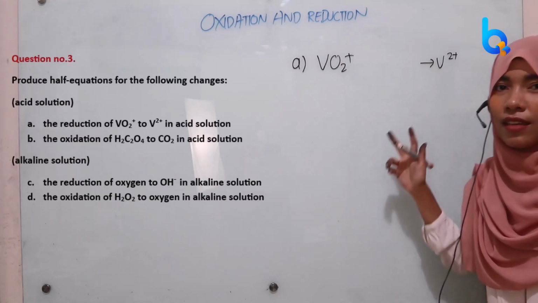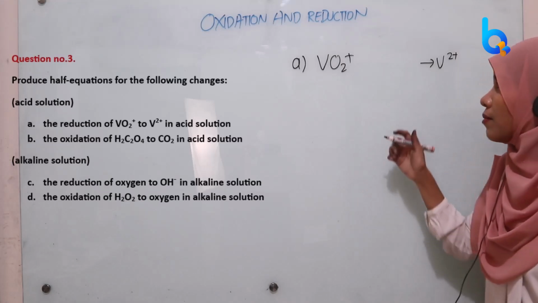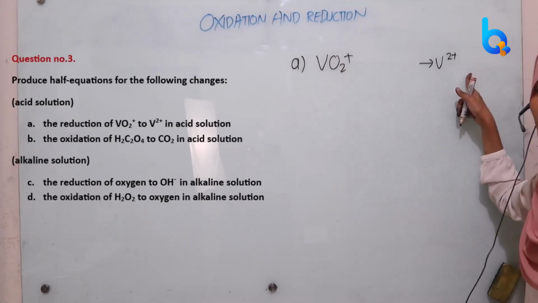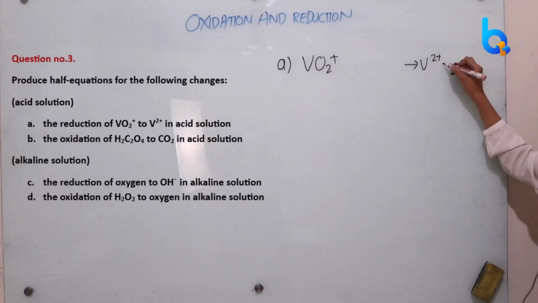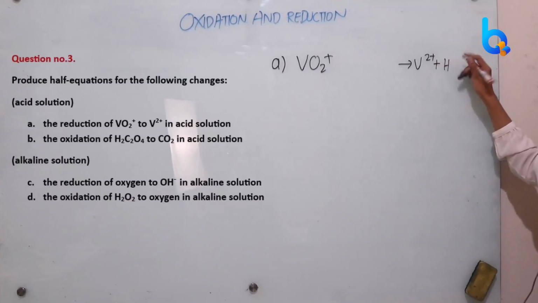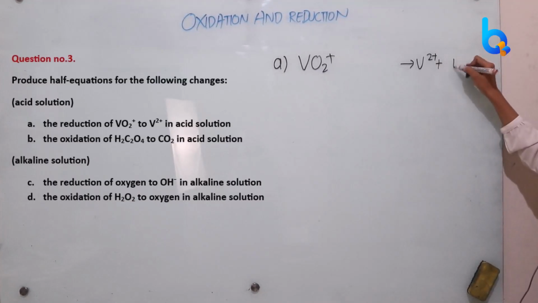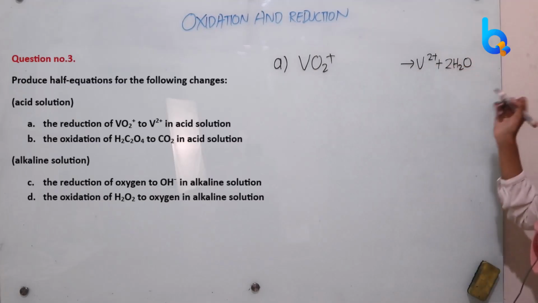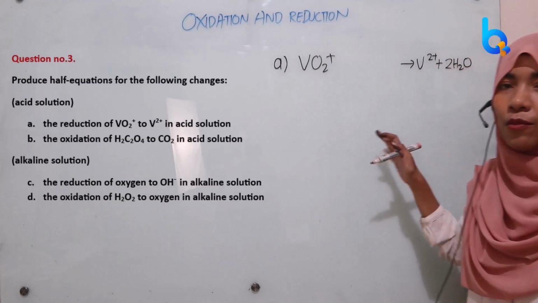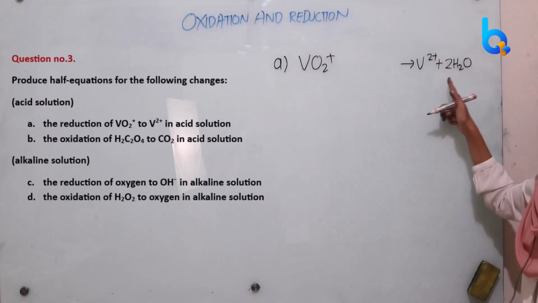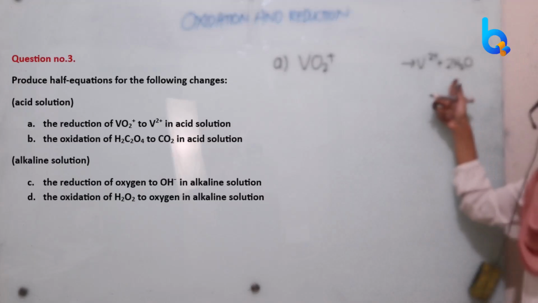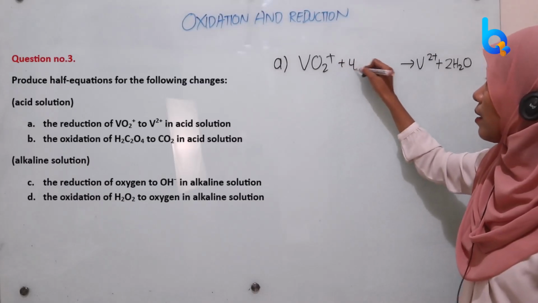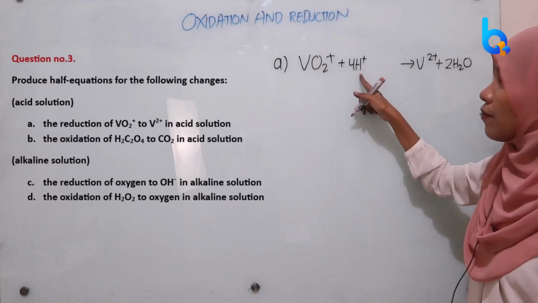Then the second step will be balancing the oxygen number. Here we have 2 oxygen and we don't have any oxygen on the right side, so we have to add H2O to add the oxygen. Because there are 2, we put 2 here. Then the third step, we have to balance the hydrogen. Here we have 4 hydrogen on the right side, but we don't have any hydrogen on the left side, so we add H+, 4.